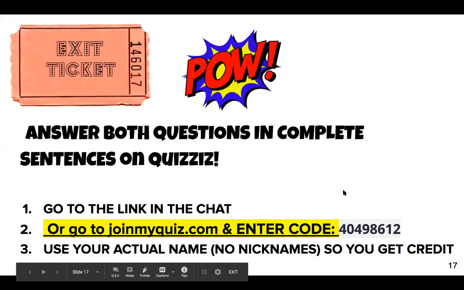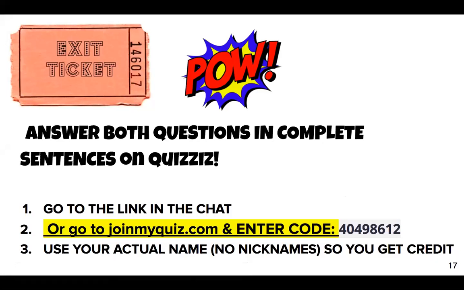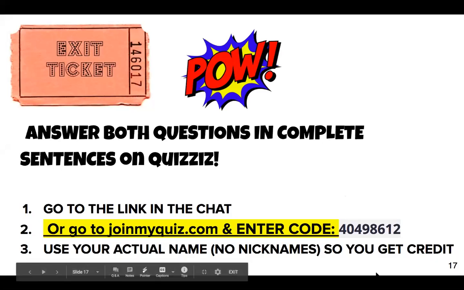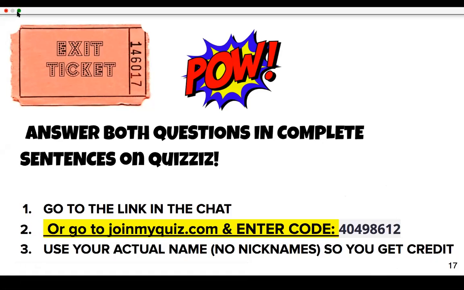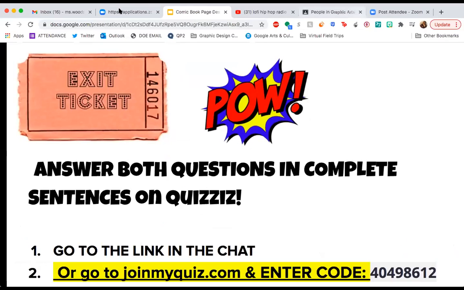Okay, so now we're going to do our exit ticket. Heaven is going to drop the link in the chat. So you guys can just click on the link in the chat and fill in the reflection. There's only 2 questions. I'm going to pull that up on my screen.